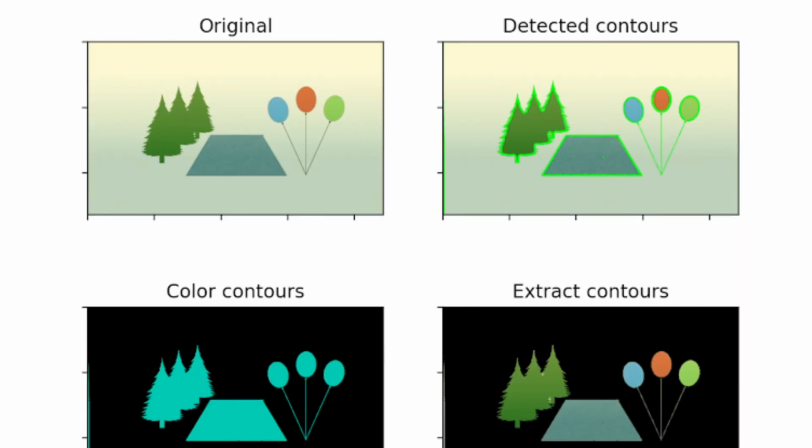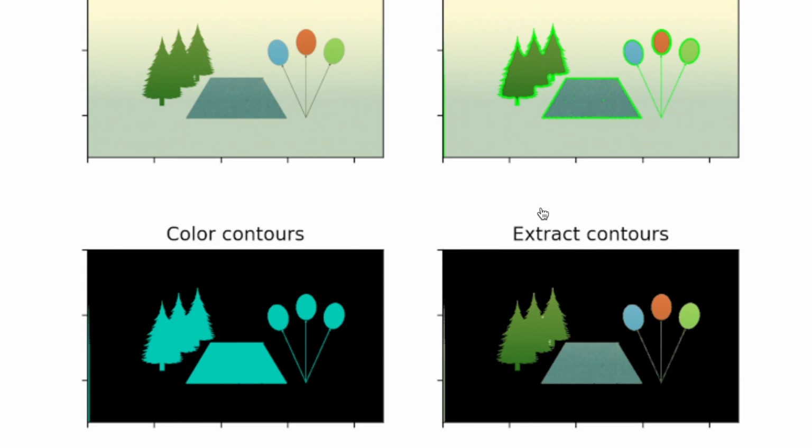Here is the result. The first one is original image. Here I selected the easier image to identify the contours easily. The second one is detected contours. We highlighted them with green color here. The next one is the colored contours. We give the color to detected contours. The last one is extracted contours with their original color.